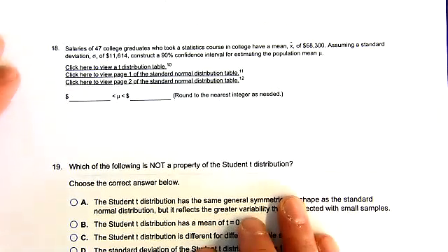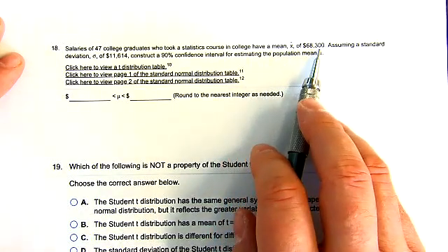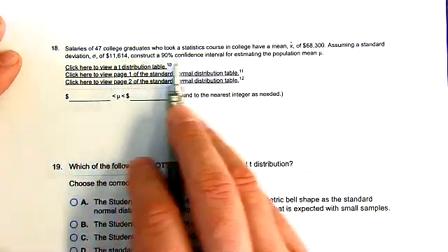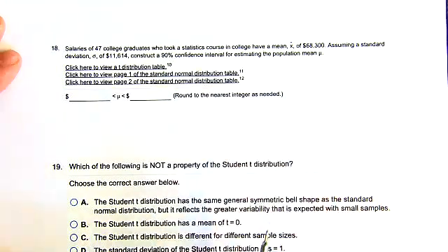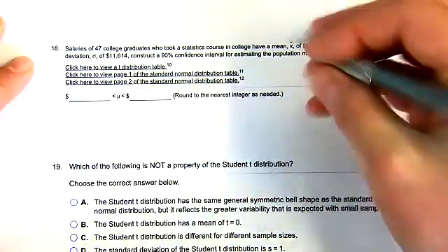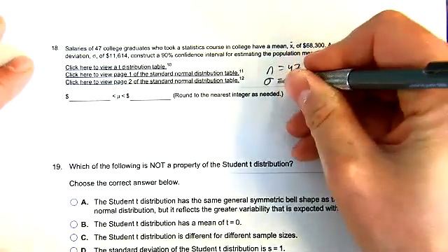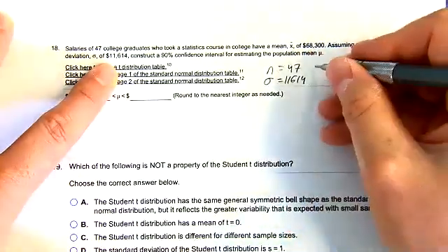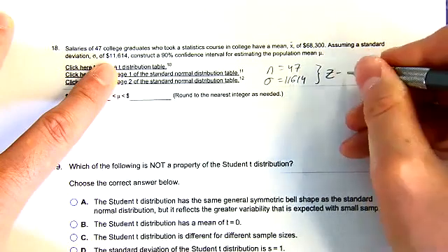Okay, the salaries of 47 college graduates who took a stats course in college have a mean X bar of 68,300, assuming a standard deviation sigma of 11,614, construct a 90% confidence interval for estimating the population mean mu. Okay, so N is 47. Sigma is given to be 11,614.